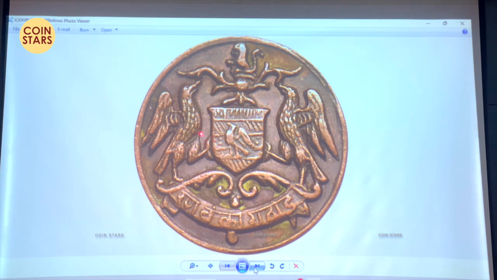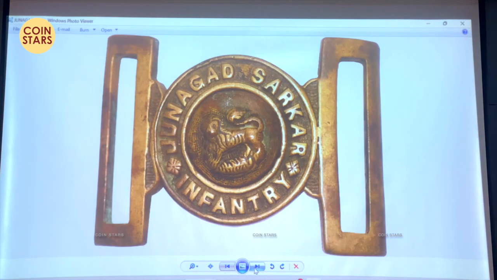This is Jodhpur. These two birds holding the shield, bird also in the shield, and the slogan is Ranabanka Rathod. Next. This is Junagadh Sarkar infantry. This is a belt buckle with the lion. Junagadh is famous for its Gir lions. Next.